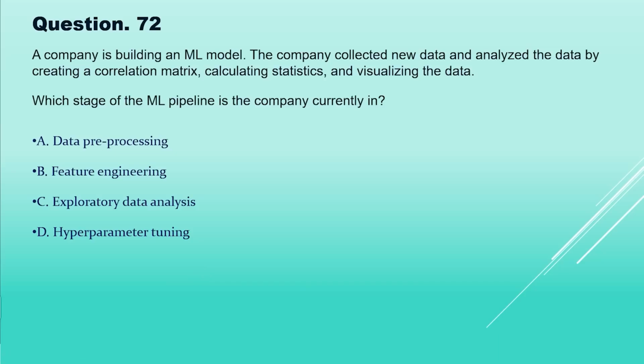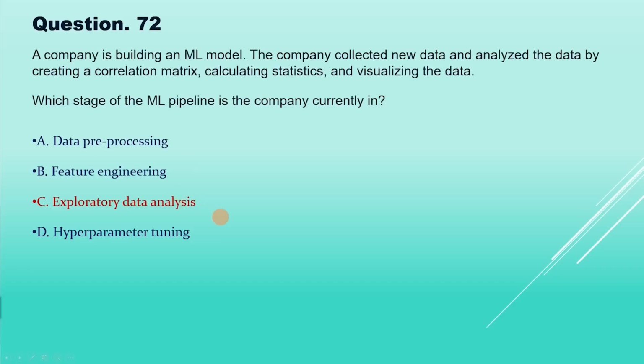So the correct answer here will be option C, exploratory data analysis. Because exploratory data analysis, also called EDA, is a process of analyzing and visualizing the data to understand its characteristics and identify patterns, relationships and anomalies. And the company is performing actions like creating a correlation matrix, calculating statistics and visualizing data, all of which are typical activities in EDA, that is exploratory data analysis. So the correct answer here will be option C.